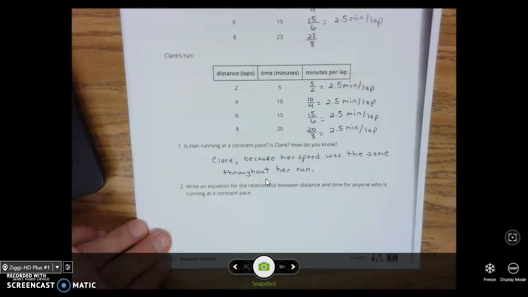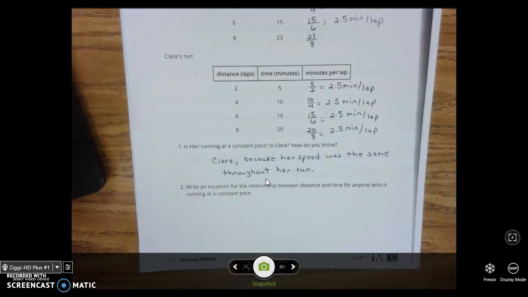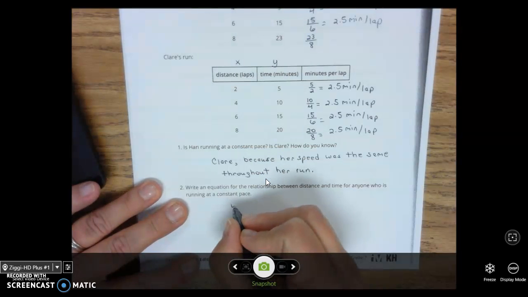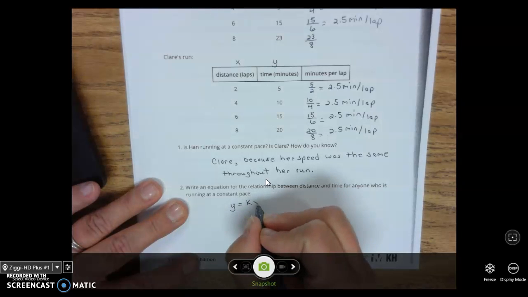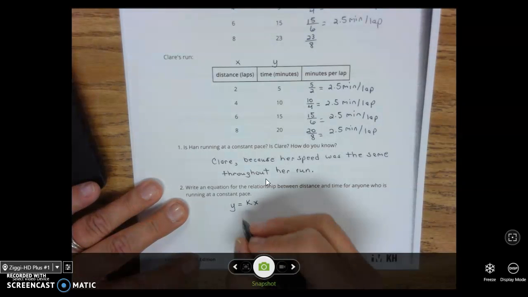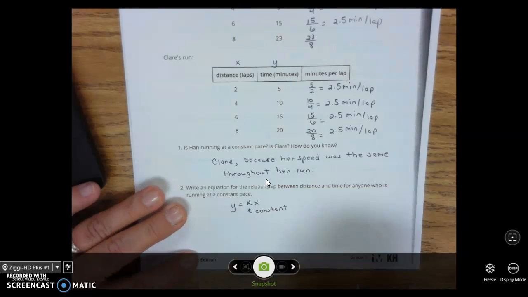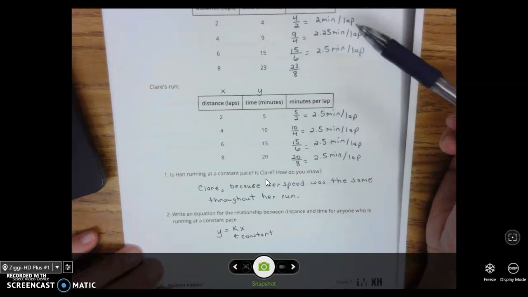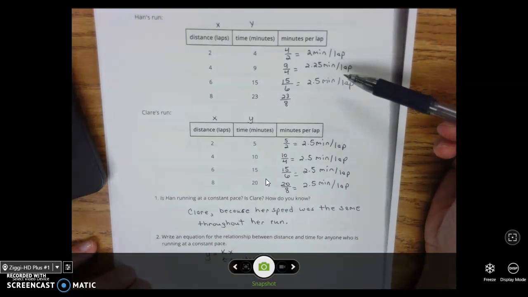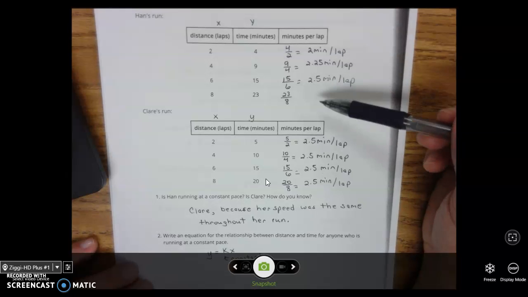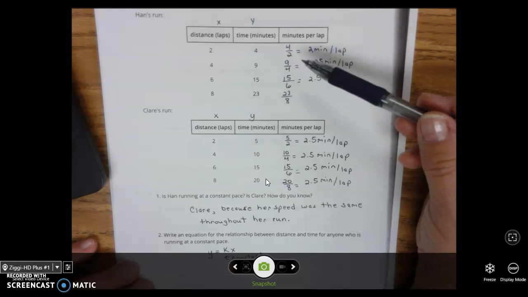So we're going to write an equation for the relationship between distance and time for anyone that is running at a constant pace. So remember, when you write an equation, it should be in the form y equals kx, where k is your constant. So can we write an equation for Hans? No, because he didn't have a constant, right? His speed is changing throughout, so this is not a proportional relationship.